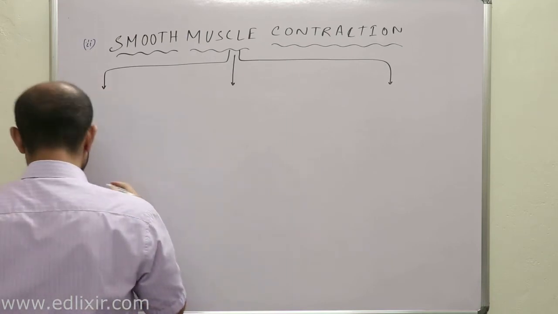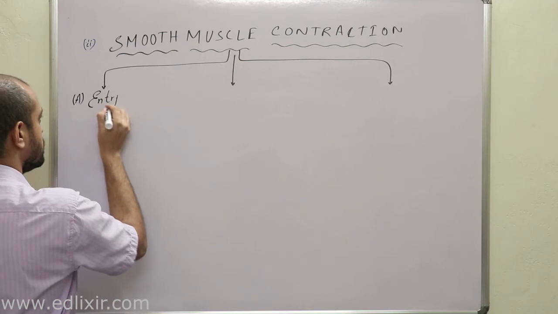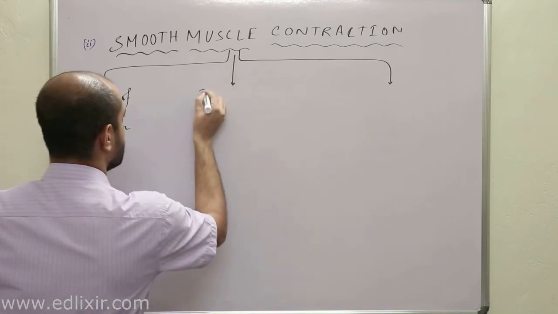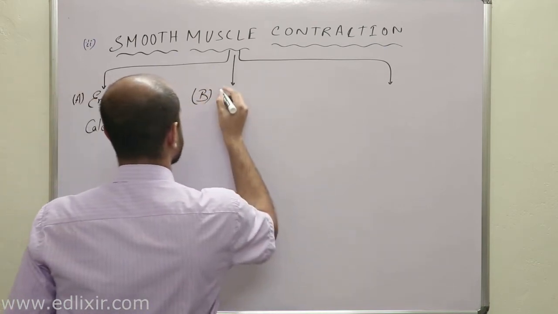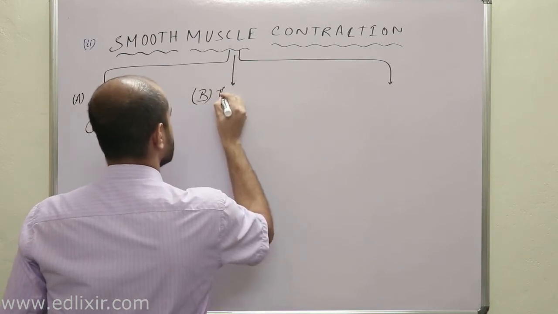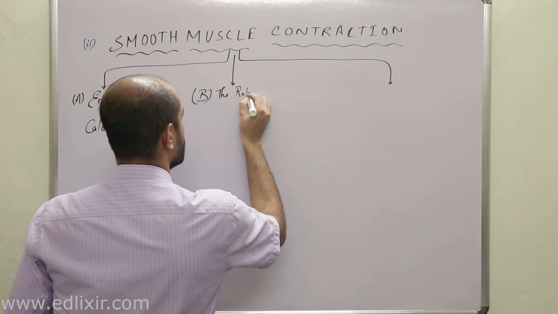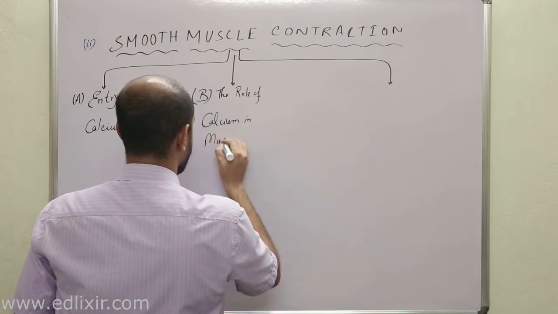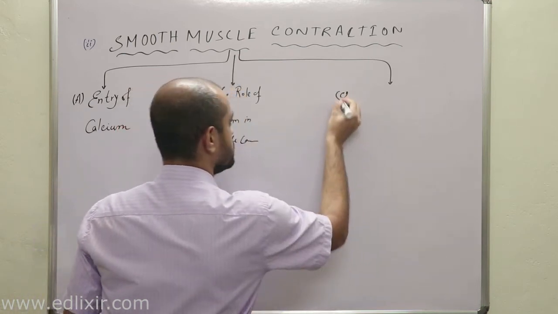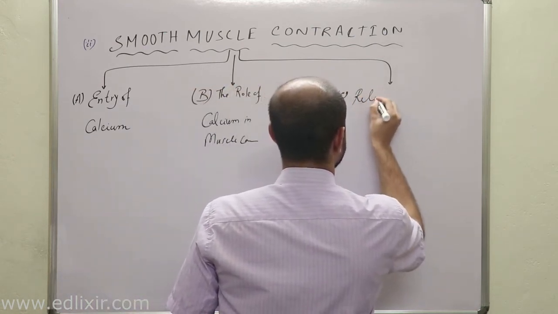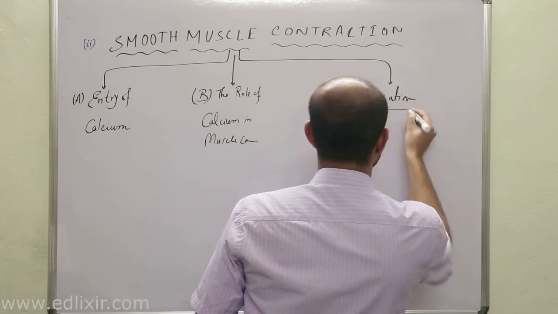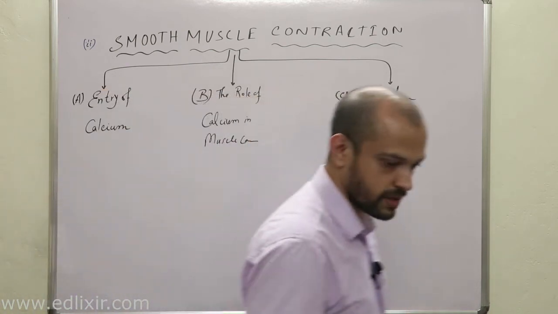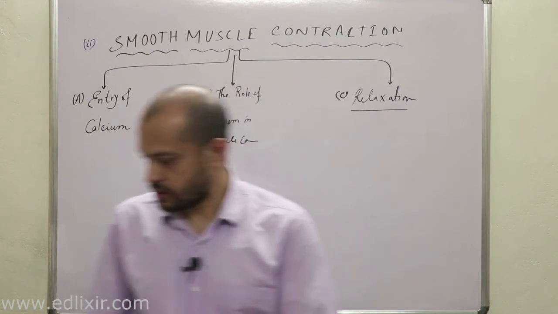Number A is entry of calcium, number B is the role of calcium in muscle contraction, and C is relaxation of the muscle. Clear? C is relaxation of the muscle. So at first we will start with entry of calcium into the muscle. Clear? Okay. Now listen with all your attention.